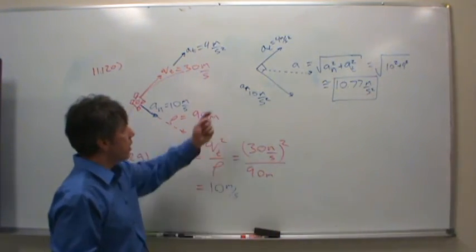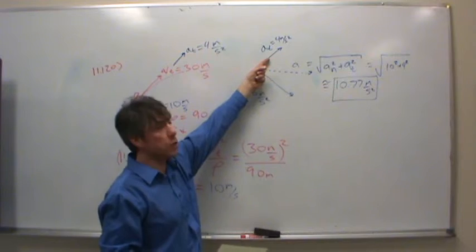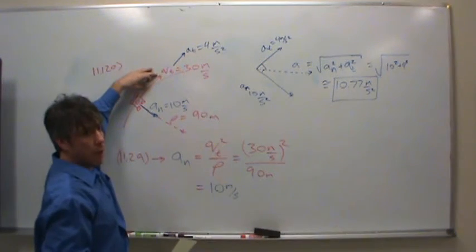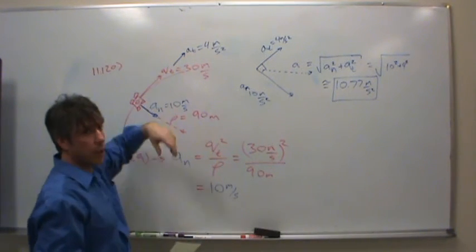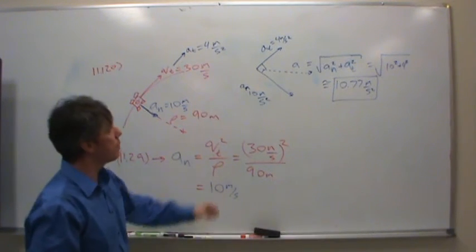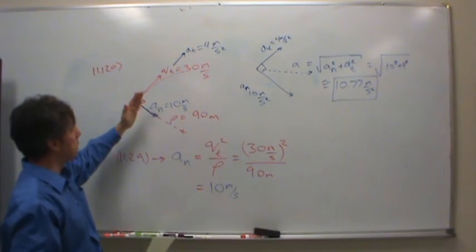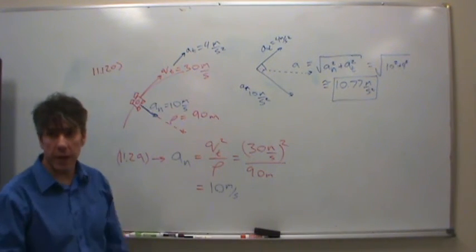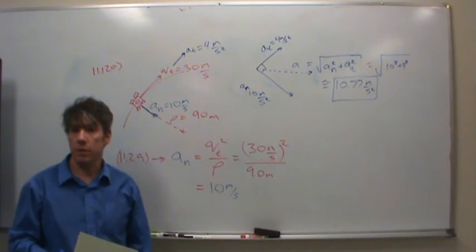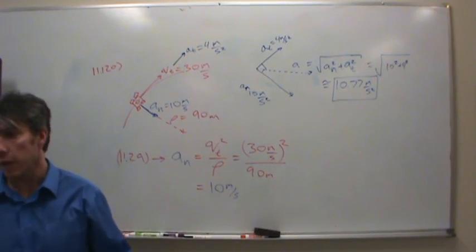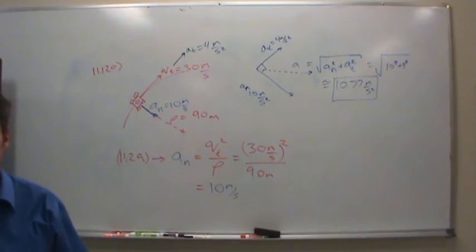Now, to be very clear, this component of the acceleration changes the speed, the magnitude component of the velocity. This component of acceleration changes the direction of the velocity so that the vehicle remains on the path. Questions, comments? Okay, so a straightforward application of 11.29.